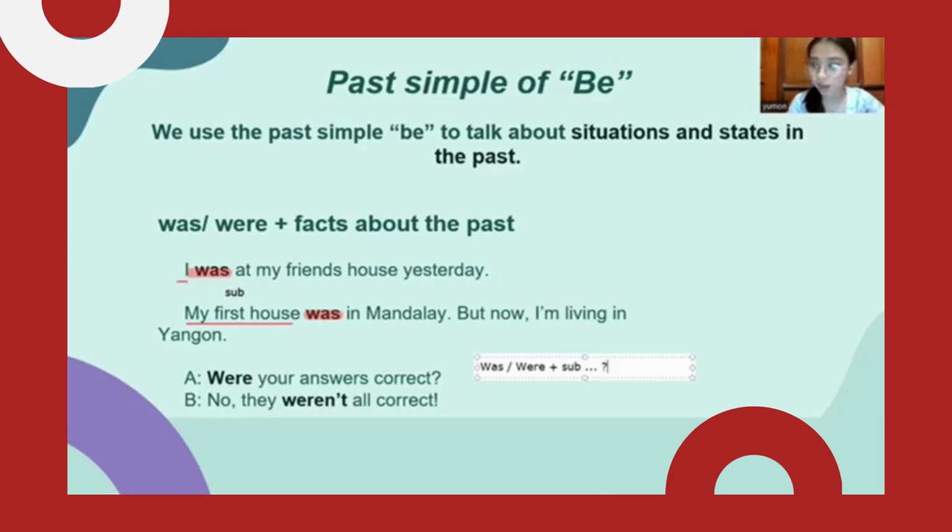All right, so don't forget to write capital letters for was and were, capital letter W, because it is the beginning of the question. Okay, and don't forget to end the question with a question mark. All right, so be careful with that. So, were your answers correct? Were, here, and subject, right? So were subject, answers correct.